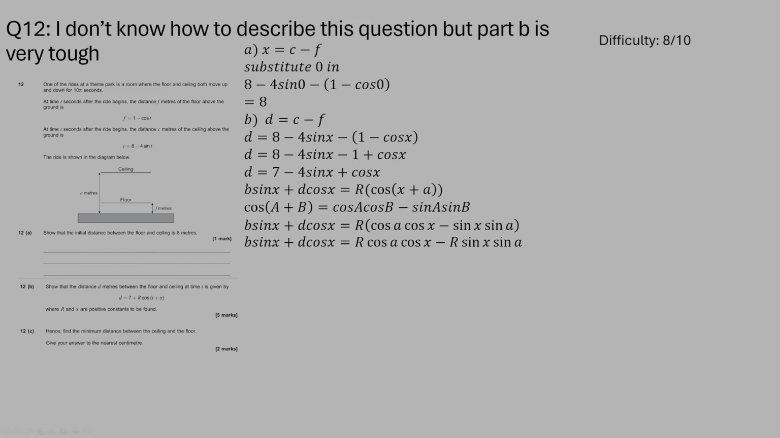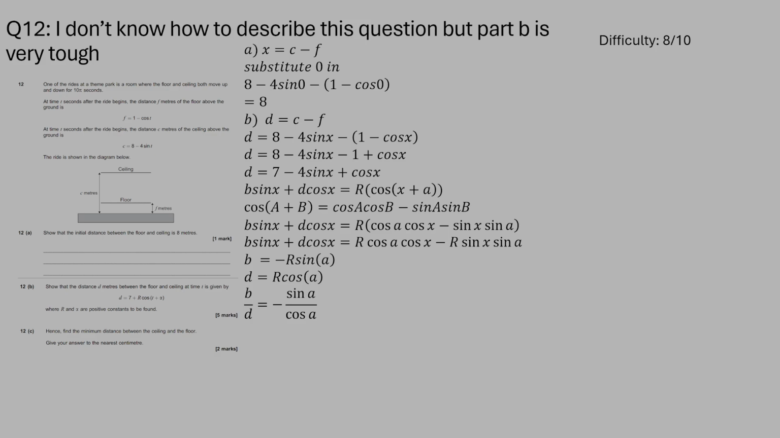So if we look at how many sine x's there are on both sides, we see that there's b sine x's on the left side, and we know that there is r sine a sine x's on this side. So we know that, no, negative r sine a, sorry. So we know that b equals negative r sine of a. We do the same with cos x now, so we know that there are d cos x's on the left side, and we know that there are r cos a cos x's on the other side. So we know that d equals r cos a.